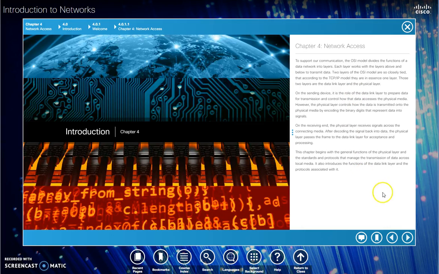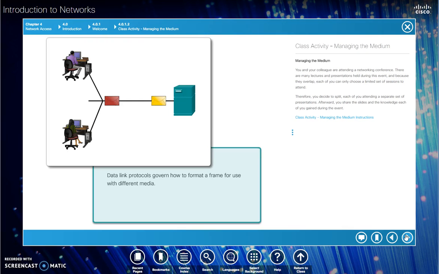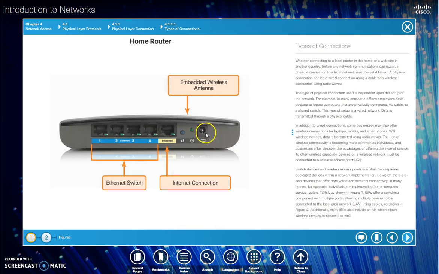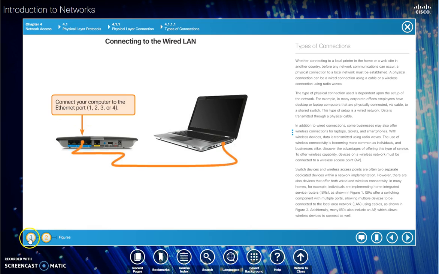Alright, Chapter 4. We'll be talking about network access. So this is getting into the network media. So we have a few types of connections. Home router. These are the wireless or the wired. These are the ones we're most commonly going to see. There is also fiber, but that's a subset of wired.